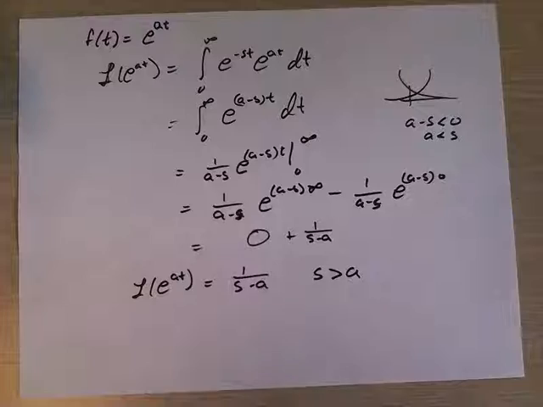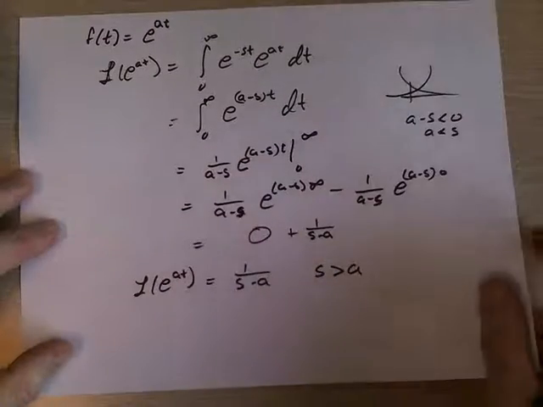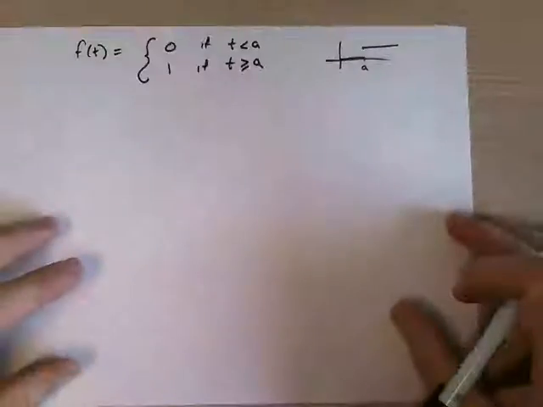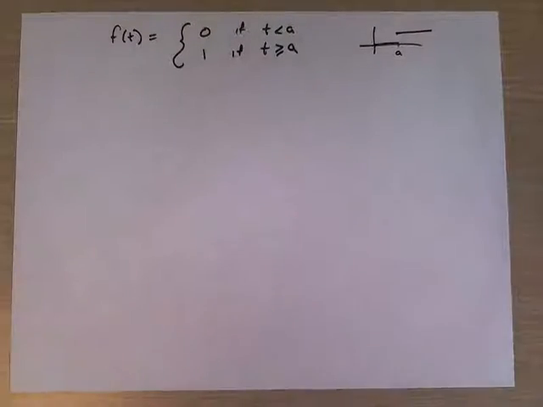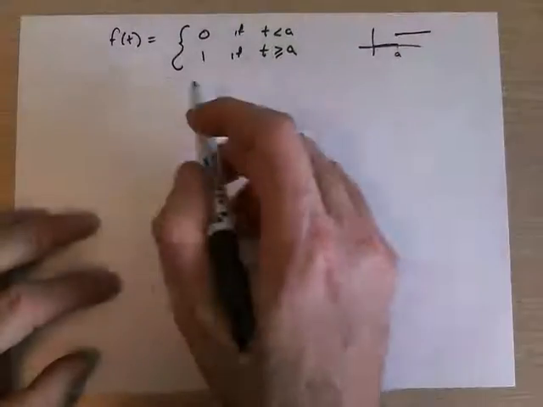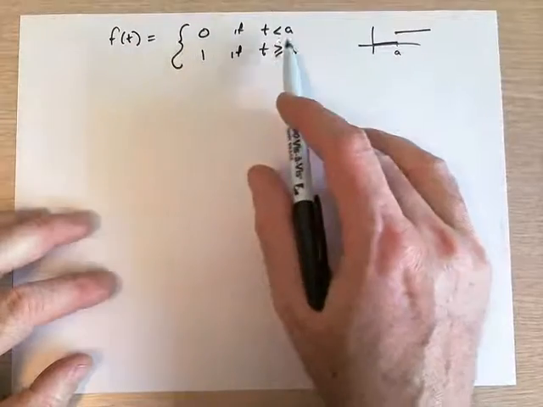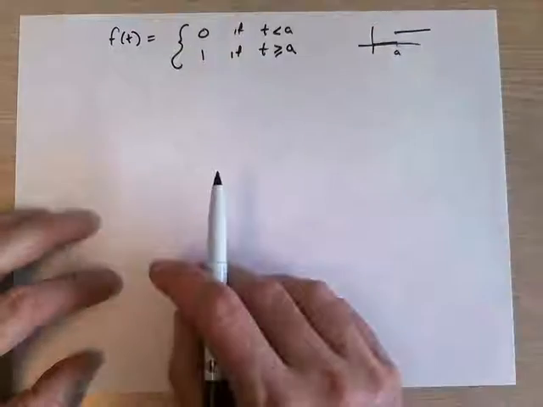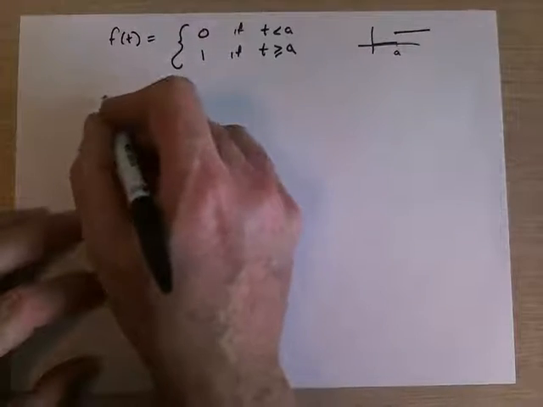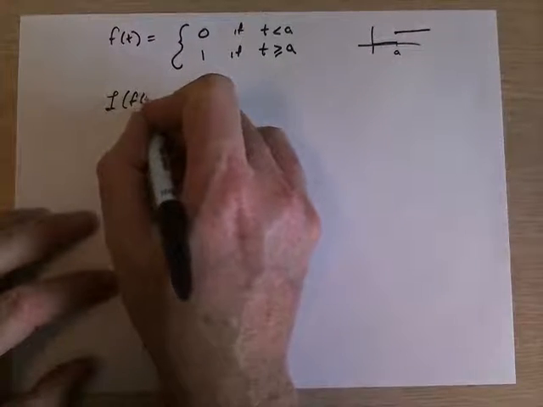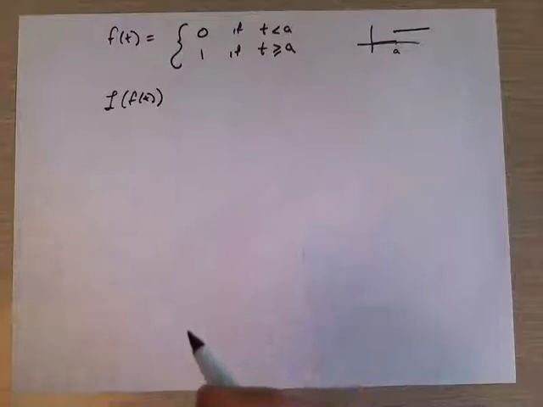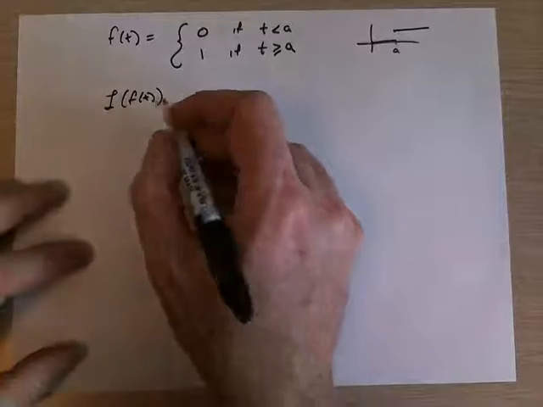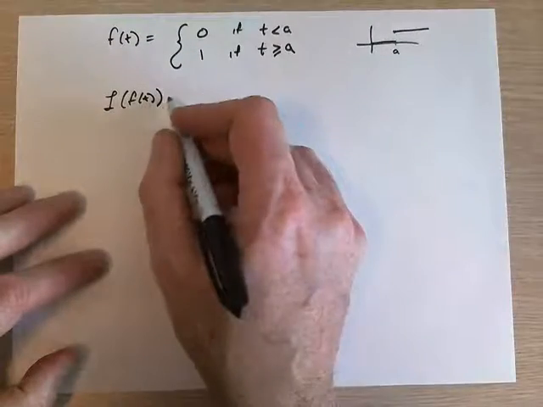Let's do, how about a piecewise function? My next example here is actually a pretty simple piecewise function. It's 0 up until you get to a, and then it comes up to 1. Let's look at the Laplace transform of this. I'm doing this one just as a really basic example of how you're going to handle a piecewise function.